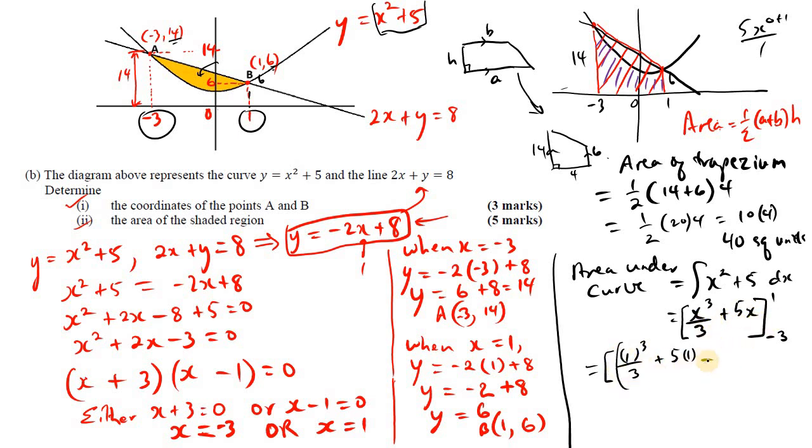If you want, you can put a bracket around this. And then we're going to subtract the other answer, which would be negative 3 raised to the third power over 3 plus 5 times negative 3. Alright, so that would be that. And then let's see what answer we get. Now this is going to be 1/3 plus 5. 1 cubed is 1, so that's 1 over 3 plus 5. So that's 5 1/3.